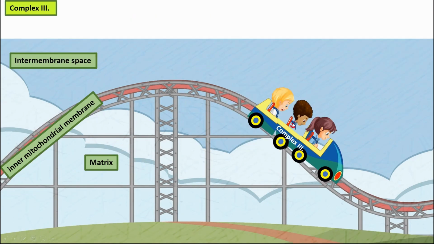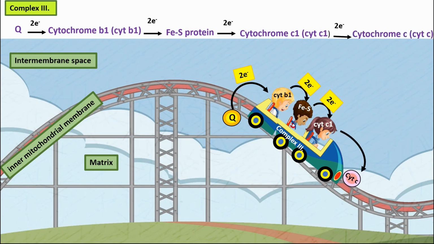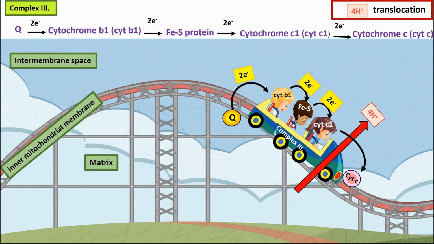Complex 3. Ubiquinone transfers the electrons to cytochrome B1. Cytochrome B1 passes the electrons to the FeS protein. Then the FeS protein transfers the electrons to cytochrome C1. After that, cytochrome C1 passes the electrons to cytochrome C. 4 protons pass from the mitochondrial matrix to the intermembrane space, contributing to the electrochemical gradient.